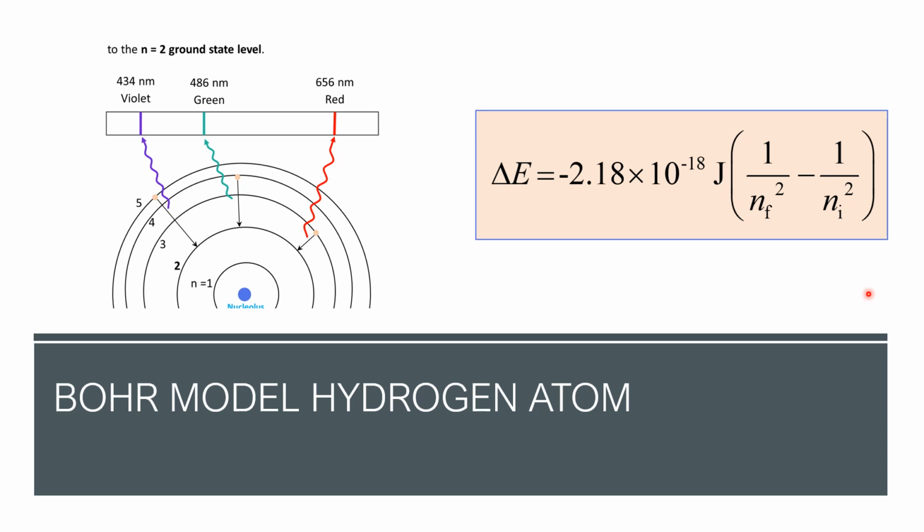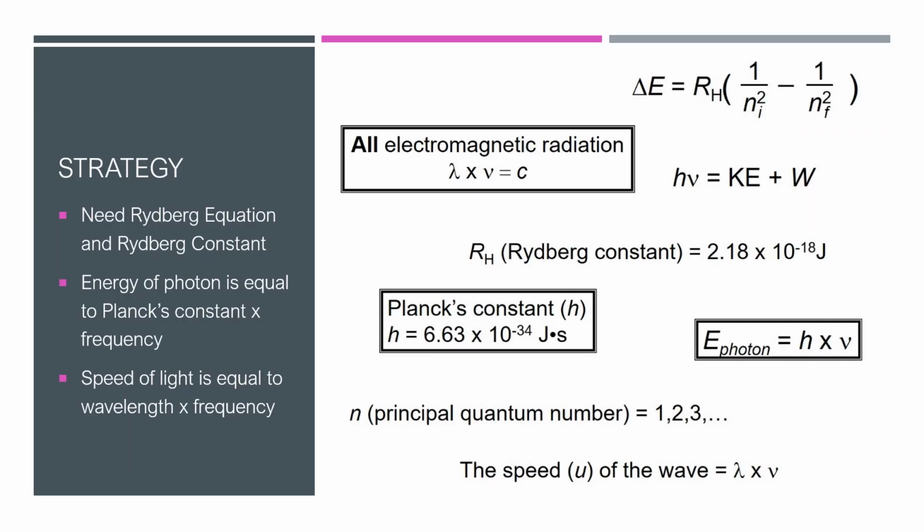So now that we have this under our belt, we can go on to consider the strategy that we're going to use to calculate the wavelength of light when we have one of these electronic transitions. Part of our strategy, as noted, is using this Rydberg equation. Again, we see that up here. We also need some other equations. We need to understand that the energy of a photon is equal to Planck's constant h times frequency. We find that equation right here.